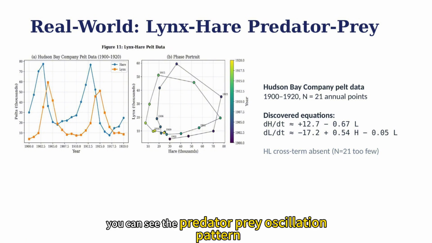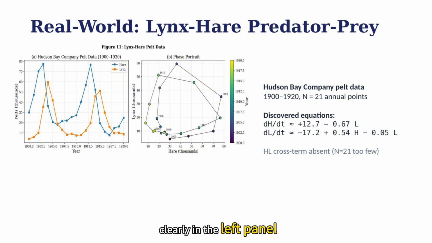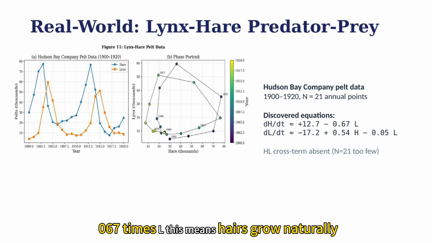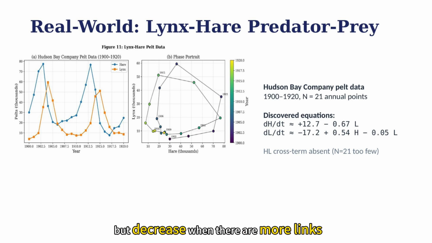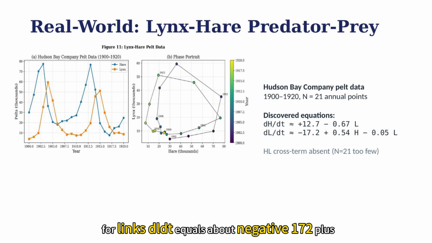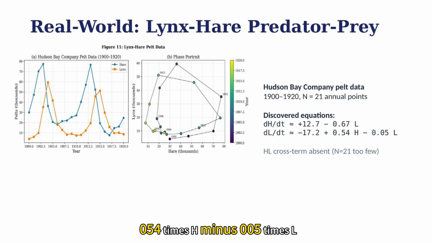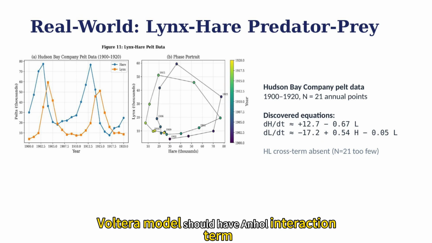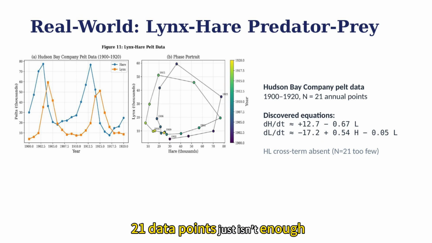You can see the predator-prey oscillation pattern clearly in the left panel. eSINDy discovered the following equations. For hare, dH/dt equals about 12.7 minus 0.67 times L. This means hares grow naturally but decrease when there are more lynx, which makes total biological sense. For lynx, dL/dt equals about negative 17.2 plus 0.54 times H minus 0.05 times L. So lynx decline without hares but grow when hares are available. Now you might notice the classic Lotka-Volterra model should have an HL interaction term, but it's missing here. That's because 21 data points just isn't enough to resolve that nonlinear cross term.